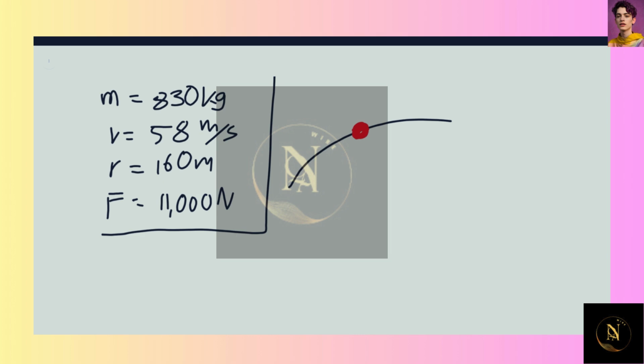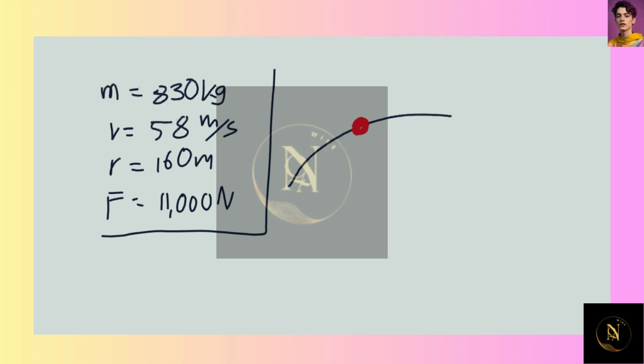We've defined first the coefficient of static friction and then the maximum velocity for a car traveling around an unbanked curve in two different scenarios. So let's start by drawing the free body diagram for our first scenario. The red dot here is our car moving along the curve.